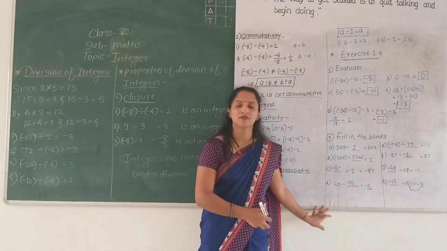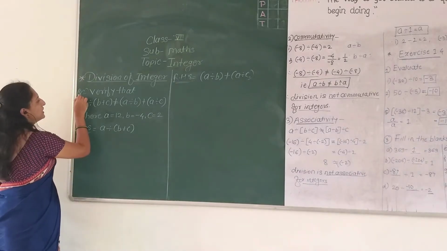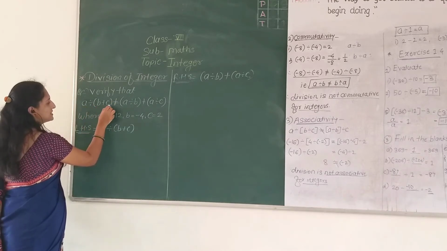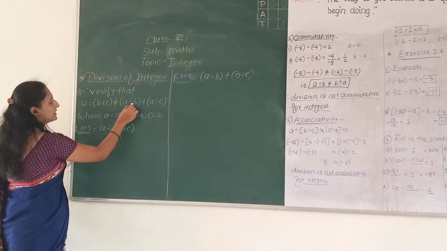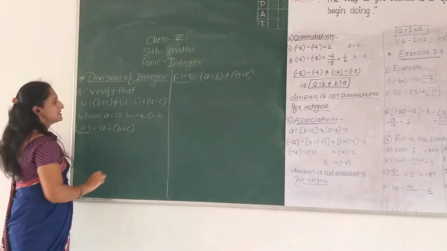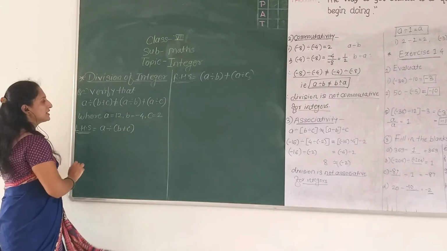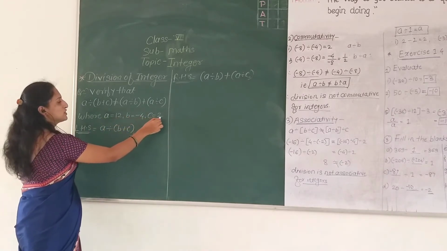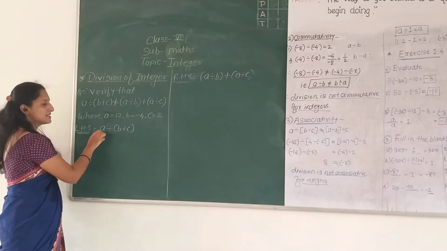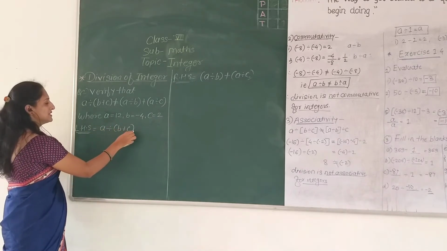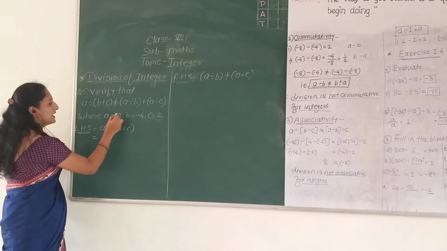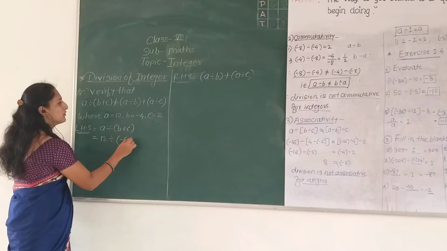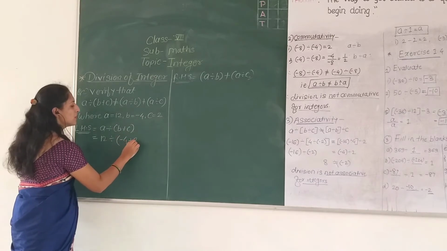Okay. So now look at one more example here. Verify that a divided by b plus c is not equal to a divided by b plus a divided by c. Okay, we have to check this for the values a is 12, b is negative 4 and c is 2. Okay, so let us check here. LHS: a divided by b plus c. So here the value of a is 12 divided by the value of b is negative 4 plus c is 2.